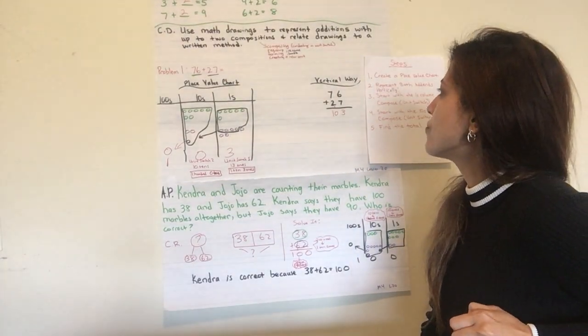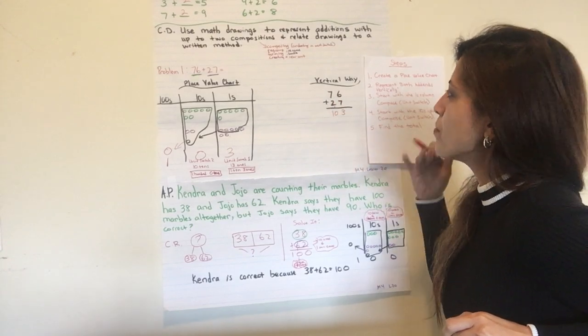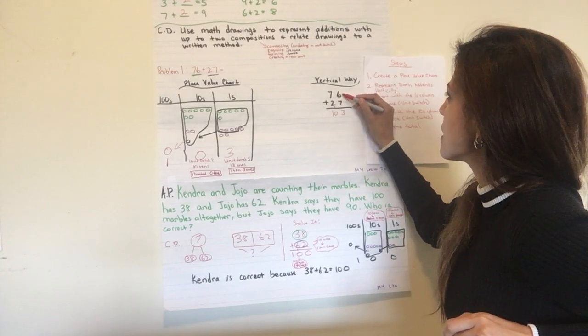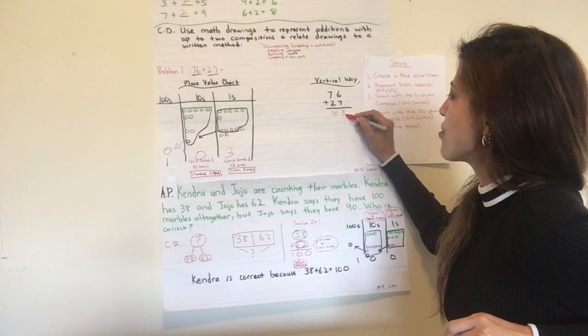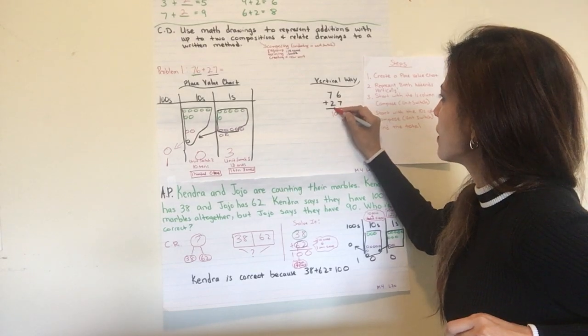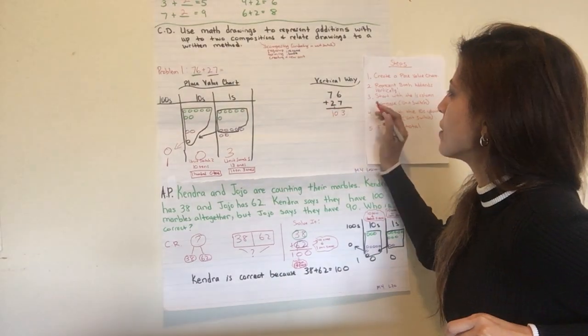So now let's move on to the vertical way. Here I have 76 plus 27. Same process. I'm going to start with the ones column. 6 plus 7 is 13 ones. I'm going to rename that 13 ones into 1 ten and 3 ones. Do you see that? There's the ones, there's the 1 ten, okay?